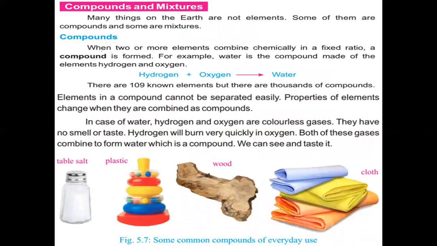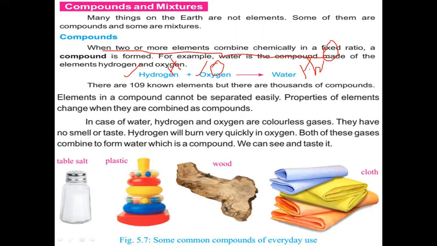So when two or more elements combine chemically in a fixed ratio, the compound is formed. For example, water is the compound made of elements hydrogen and oxygen. We know that hydrogen and oxygen, H and O, both are combined, but in a specific manner, chemically, in a fixed ratio, that is called water. Like always, whether the water or hydrogen or oxygen, which is combined to form water, it is in the formula H2O.